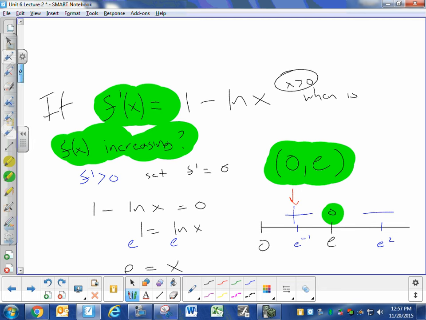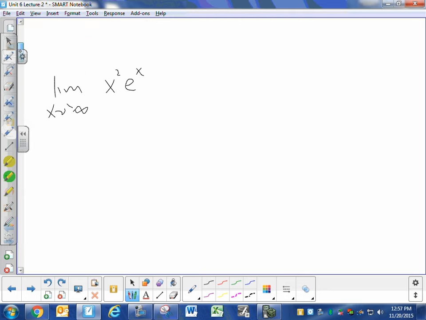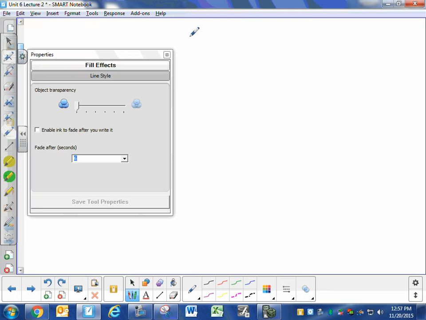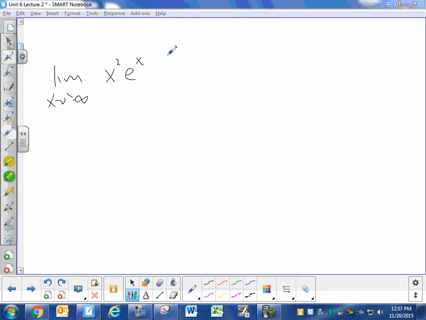All right, let's go and do like a limit problem. You might have a limit problem on your quiz today that deals with e's or logs.